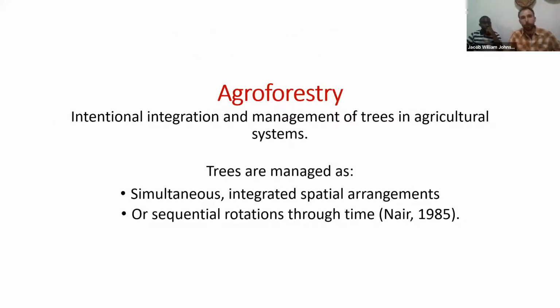So that brings me to agroforestry. Agroforestry is an integrative practice that may provide some of these context-specific opportunities for fish farming households. Just to provide a definition, agroforestry is the intentional integration and management of trees in agriculture systems, either simultaneously through integrative spatial arrangements or sequentially through time.